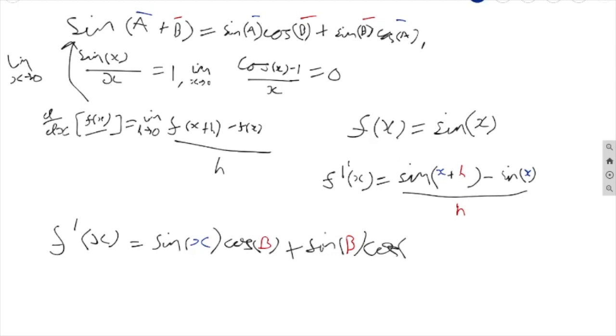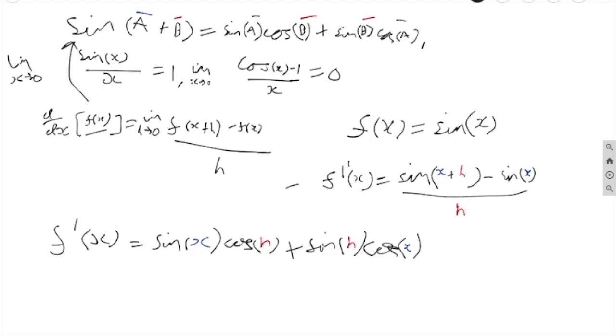Oh, I've been a dummy. These are not b's, these are h's. And we have a cos of x here. So that's the double angle formula. We now, instead of having a sine of x plus h, have just sines and coses of one thing.